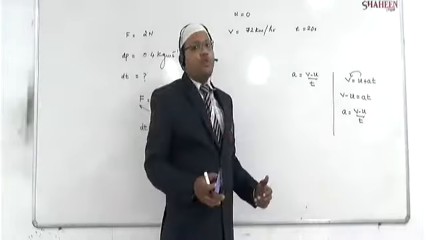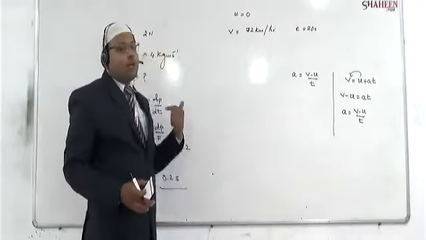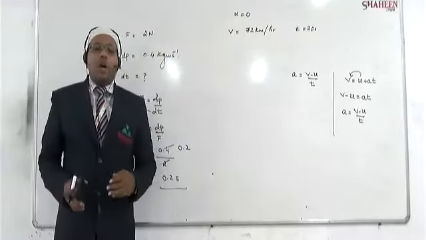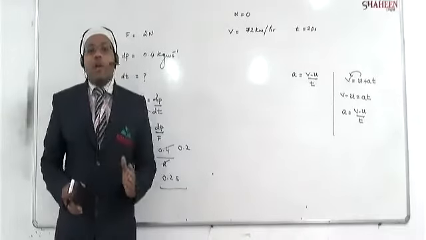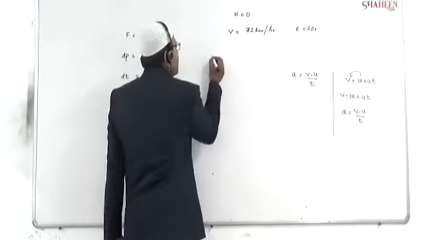Now, this is the acceleration we are getting. We'll substitute afterwards, but we don't know what this v is. v is given in terms of kilometers per hour. We cannot substitute kilometers per hour because it is not the SI unit. So we need to change from kilometers per hour to meters per second. That is our first aim. So what is the conversion factor?